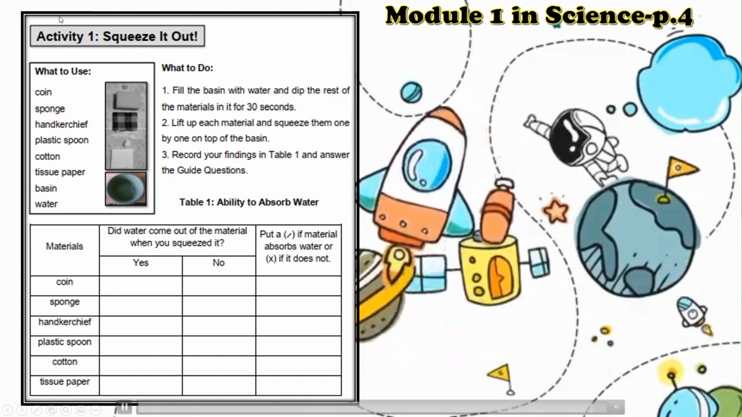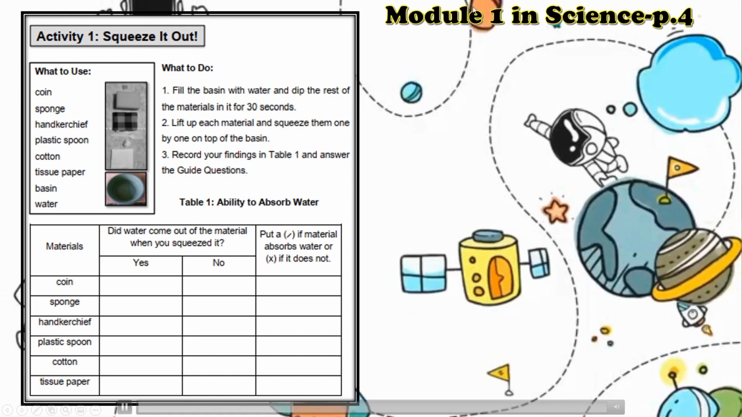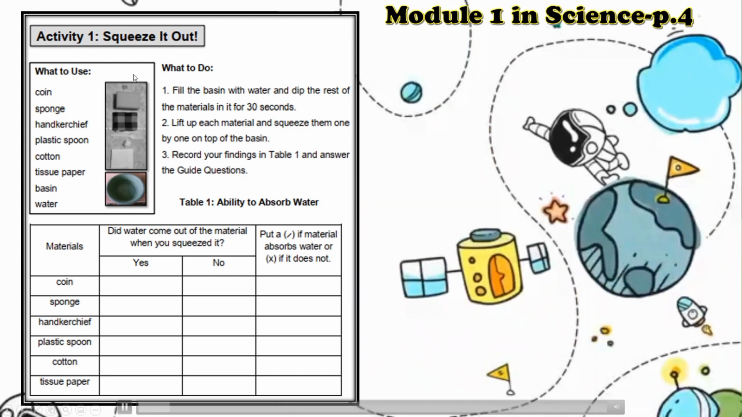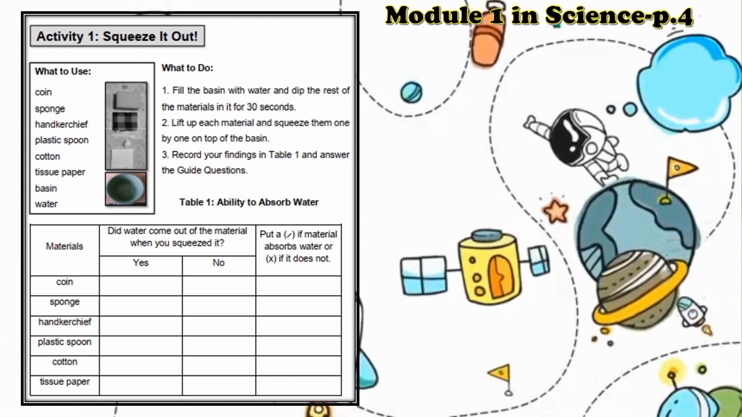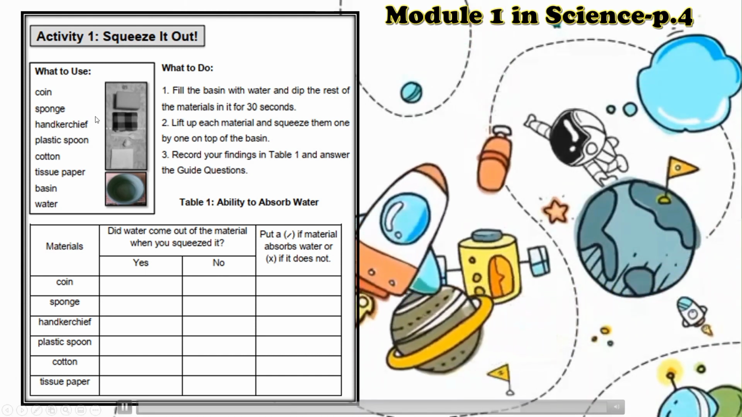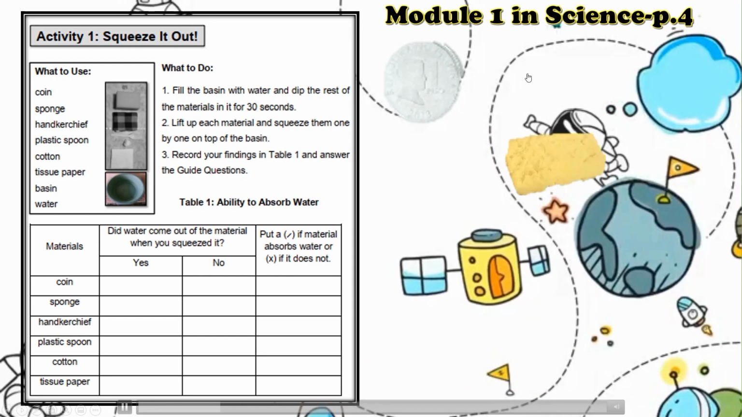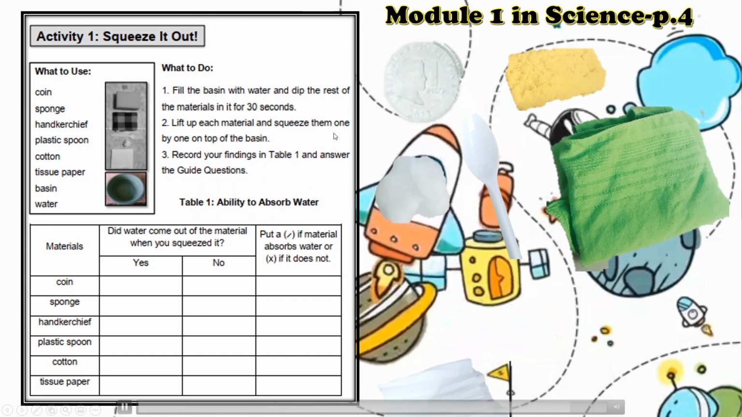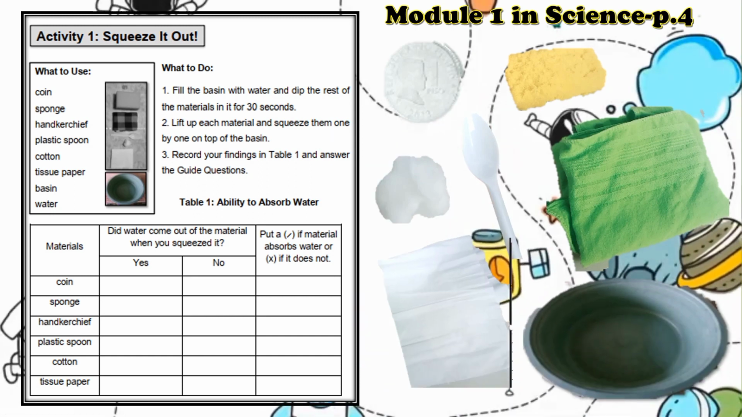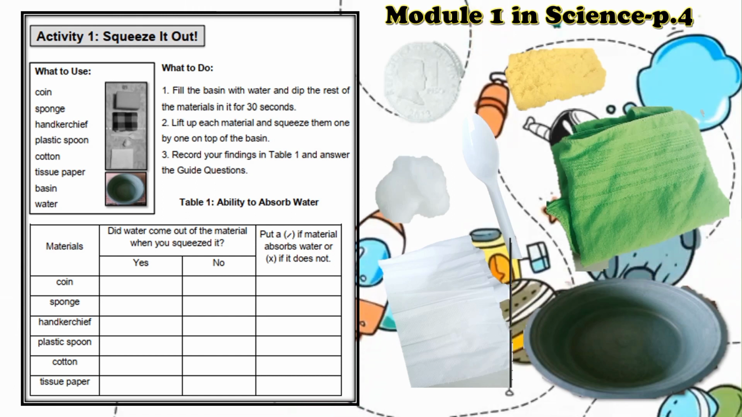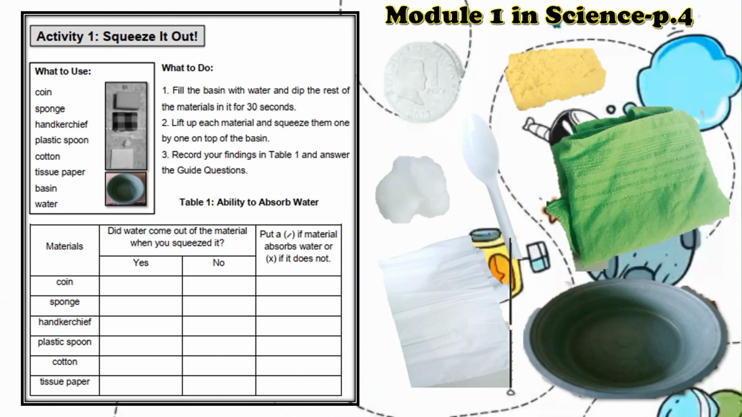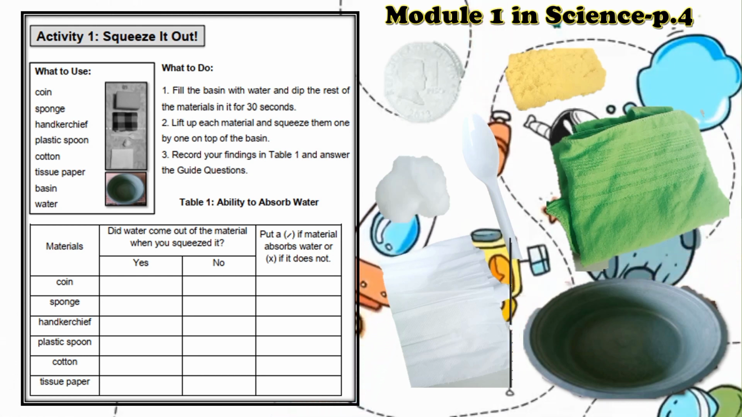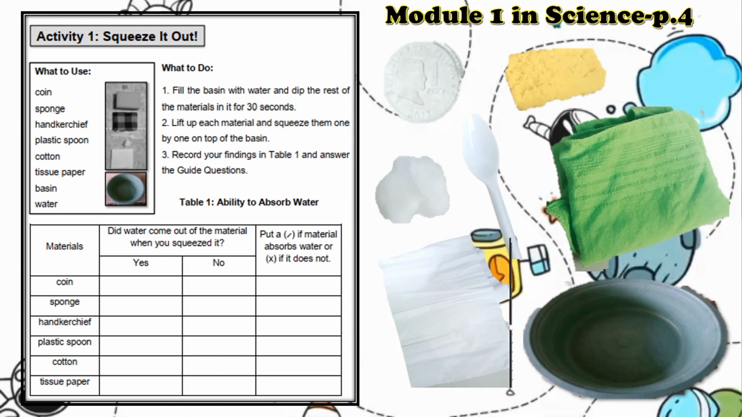The first activity, which can be found on page 4 of your science module, is entitled Squeeze It Out. You are asked to have the following materials found at home to perform the activity. The materials needed are coin, sponge, handkerchief, plastic spoon, cotton, tissue paper, and basin with water. What you are going to do is to put the materials in the basin with water, and after 30 seconds, you will lift up each material and squeeze them one by one on top of the basin.